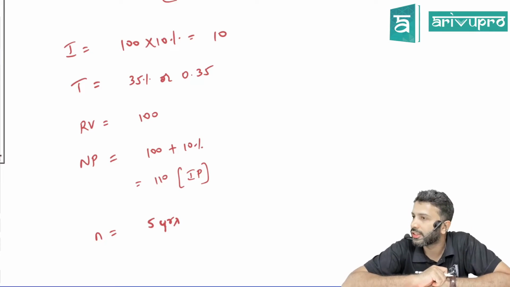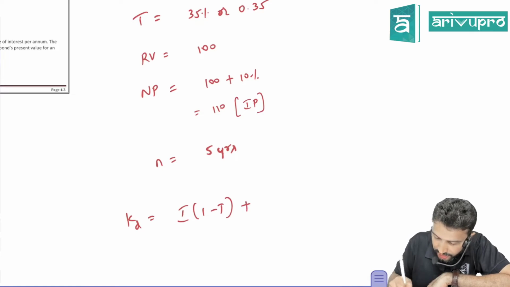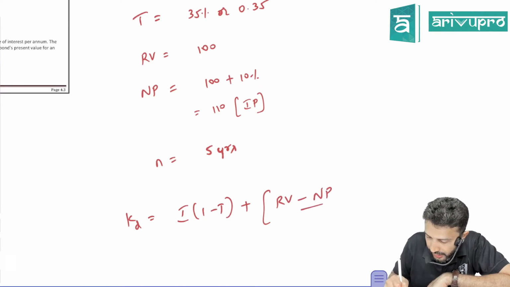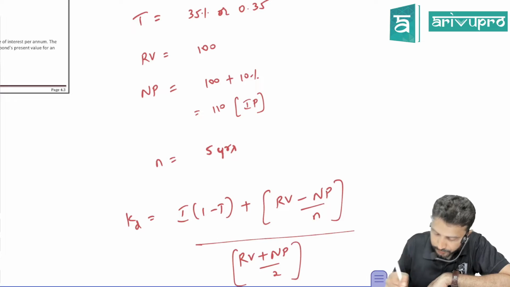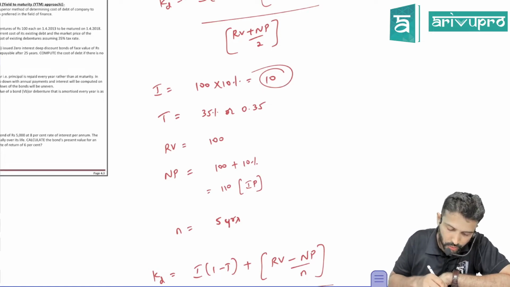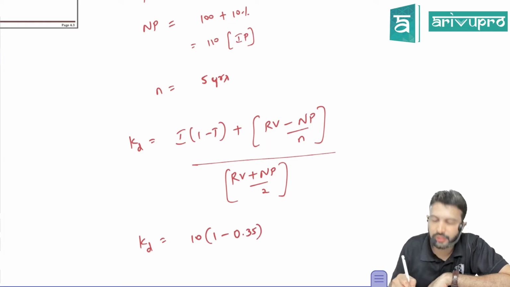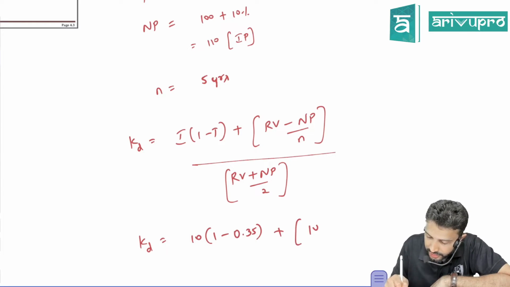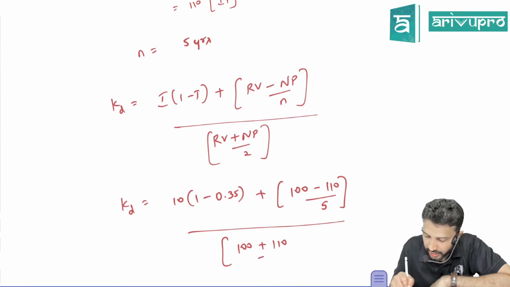Can we plug in all these values and see the end result? Cost of debt is given by interest into 1 minus tax rate plus RV minus NP divided by N, whole thing divided by RV plus NP divided by 2. So what is I? It is 10 into 1 minus tax rate, tax rate is 0.35, plus RV, which is 100, minus NP, which is 110, divided by N. N is 5. Whole thing divided by RV, which is 100, plus NP, which is 110, divided by 2.